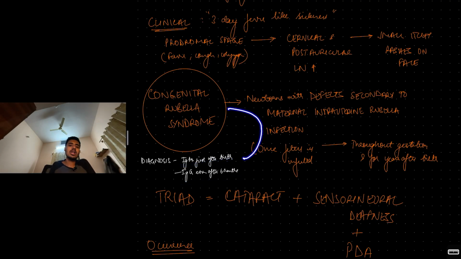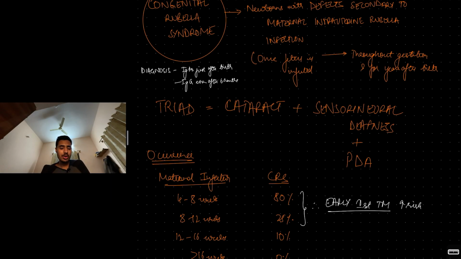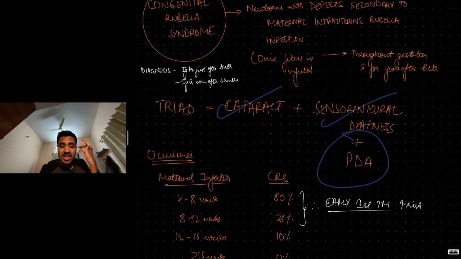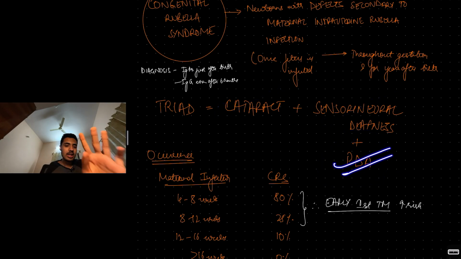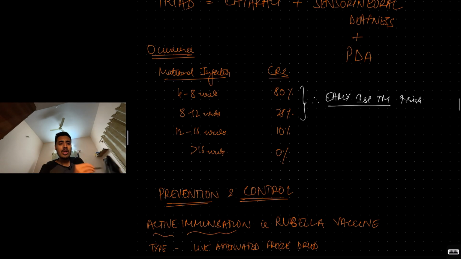Congenital rubella syndrome: the triad is extremely important. 3 things: cataract, sensory neural deafness, and patent ductus arteriosus. Cataract, sensory neural deafness, and cardiac defect, that is patent ductus arteriosus. What is important in congenital rubella syndrome? Just because the mother has rubella does not mean the fetus will have congenital rubella syndrome.